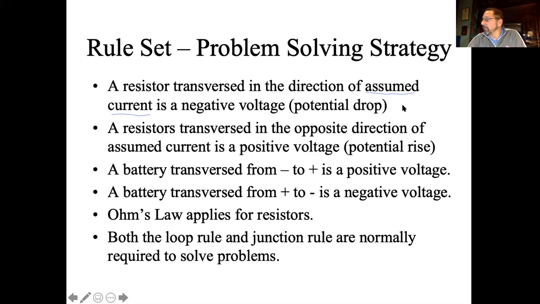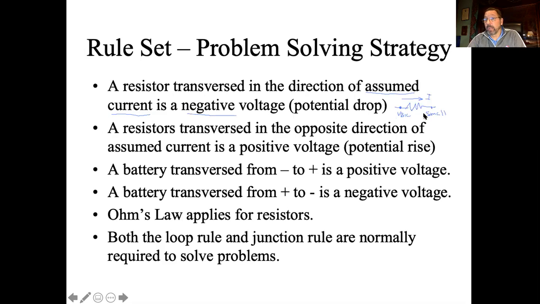So in other words, if I've got a resistor and the current is going that way, at least I'm assuming the current is going that way, that must mean that the voltage here is big compared to the voltage here, which is small, okay? And so the voltage difference is a decrease. We say it's a negative voltage.